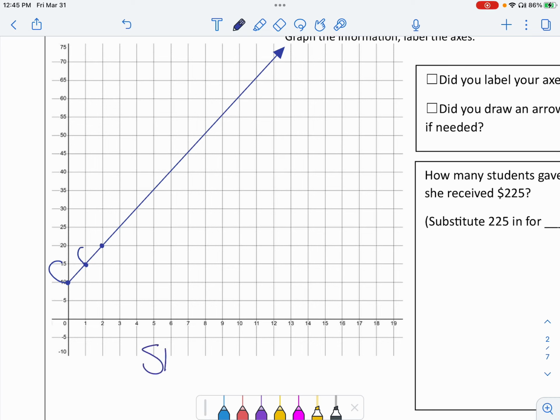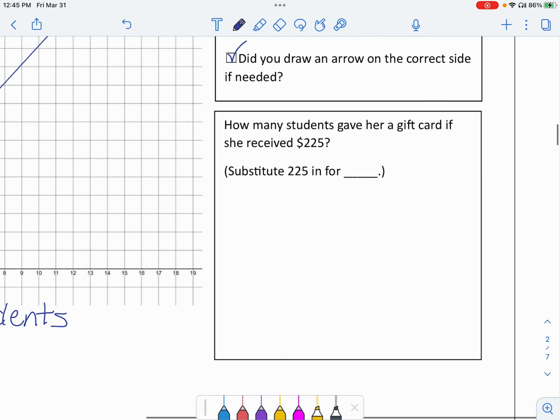So the x-axis, remember, is how many students give her a gift card. And then this is the money to Starbucks that she has. Okay, so now what we're going to do is check. We labeled our axes. We drew an arrow because it goes up and to the right forever. And it says how many students gave her a gift card if she got 225. Well, 225 is a dollar amount for Starbucks, which was our y.